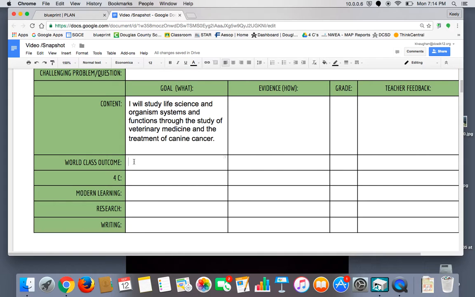So the world-class outcome, we want to make sure is connected to our content. In fact, we want to make sure all of our goals are connected to the content so that we are exploring something that is meaningful to us. So if we look at our content goals, sometimes that can give us clues to what our outcome's going to be. I see a really key word in my content, and that's systems.